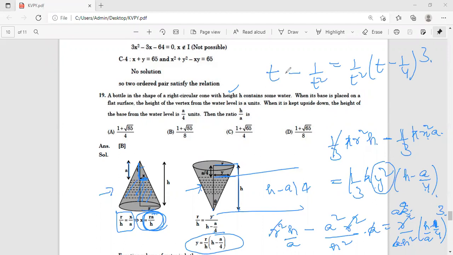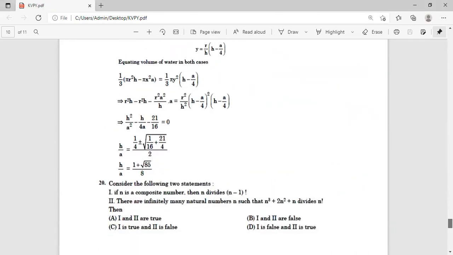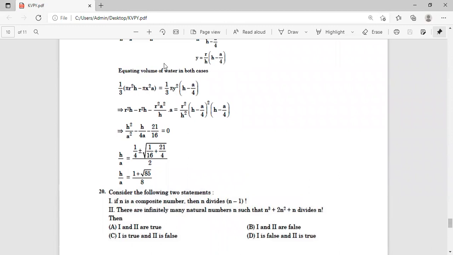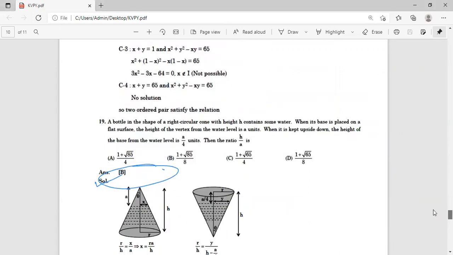You need to solve for t after this. Take the LCM. t cannot be 0, cancel it. So t cube will cancel on both sides. You get a quadratic in t. Just solve that quadratic and take the positive value. I've solved it also. So the ratio is positive, so you will get this as the answer. B.